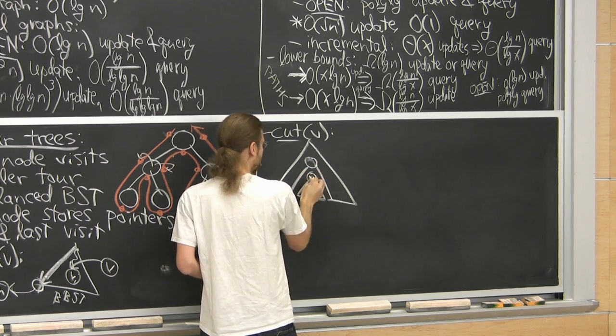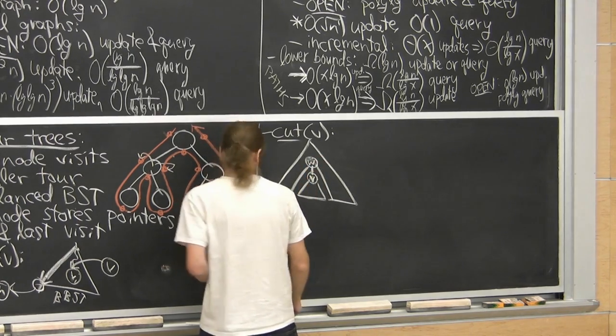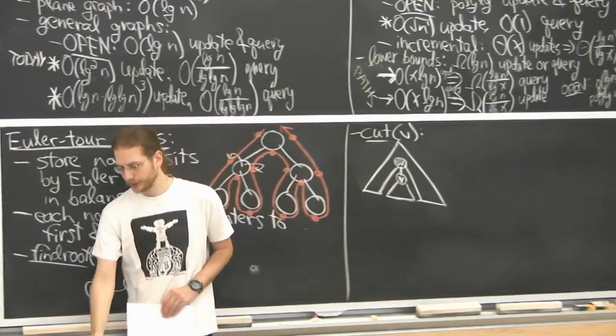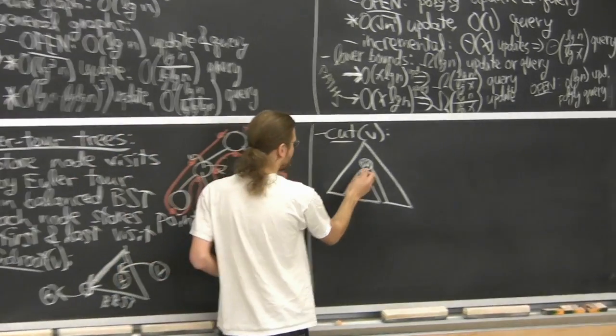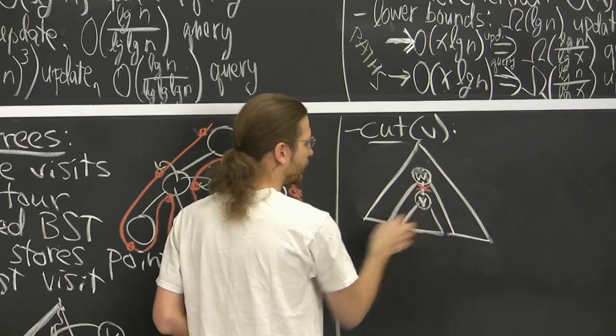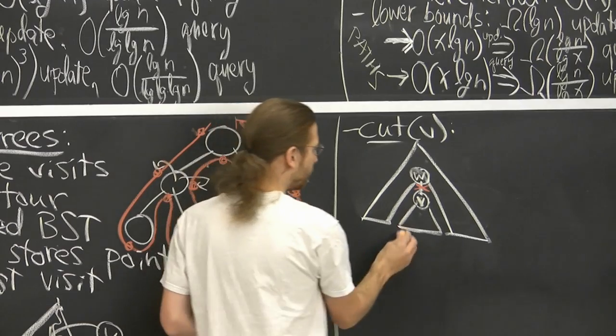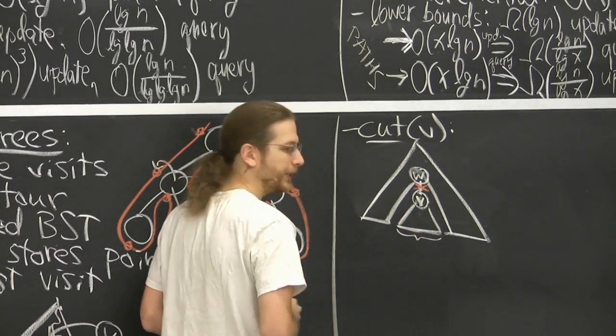So here's v. Here's the parent of v. I'll call it w. Here's the edge. And our goal in a cut operation is to delete that edge, separate this tree from that tree. So what I need to do is isolate this subtree of v.